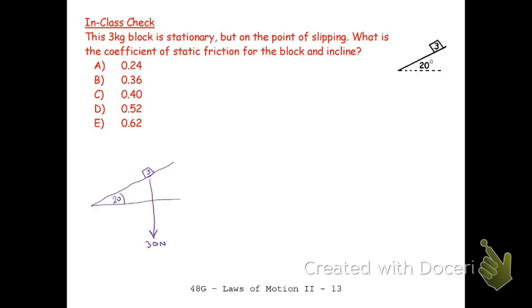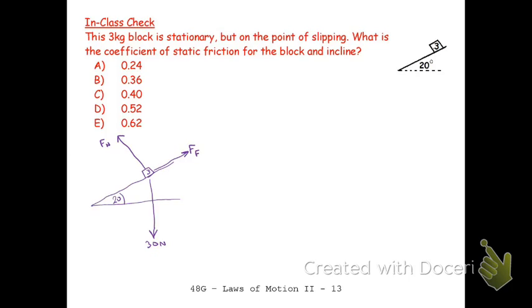Notice I just wrote down the weight. Fn. FF. How do I know that FF is pointing up the slope? Why not down the slope? Because the tendency, good word, the tendency is for this thing to want to go down the slope. The friction opposes the motion or the tendency to motion.